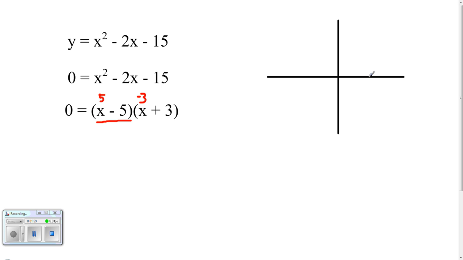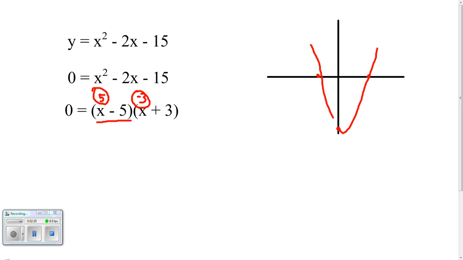I know it goes through 5, and I know it goes through negative 3, and I know its y-intercept is negative 15, so it's down here somewhere. I'm not even sure if that's the vertex. In fact, it's probably not. It probably goes down a little bit and then up through there and like this. But my point is, if you can take these problems and just factor them, you'll be able to find the answers really easy.